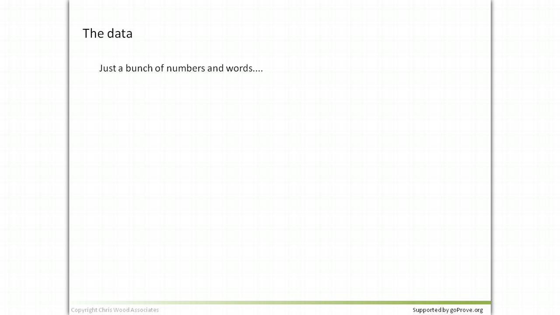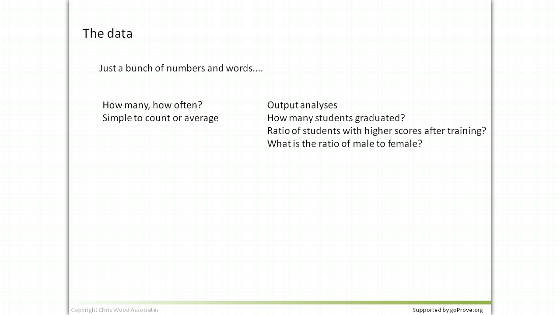Now, the data you've collected currently is just a bunch of numbers and words. How do you answer the question, how many, or how often? This is normally simple to count or average, and will form part of the output analyses. This will answer questions like: how many students have graduated, or what is the ratio of male to female students?